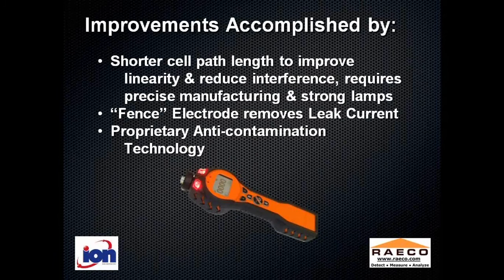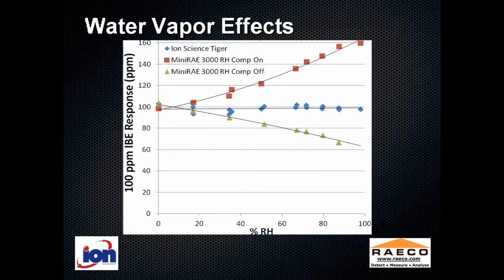I'm going to skip over this one. Here's a quick idea of what has been done with humidity compensation or lack of humidity sensitivity. Older PIDs had response drifting to high readings when high humidity is present, or interference causing low readings. And the newer PIDs have the ability, with a shorter path length and a different style sensor, to have no effective humidity sensitivity all the way up to 100%.